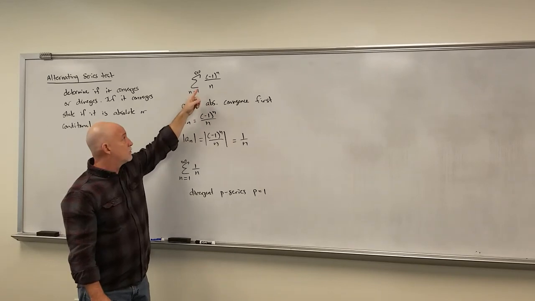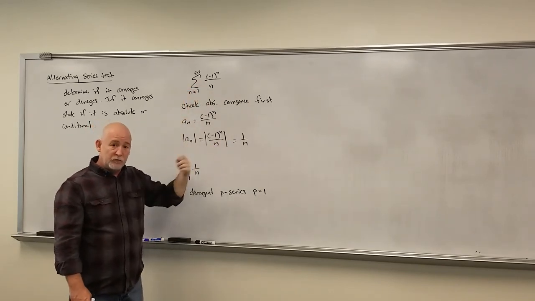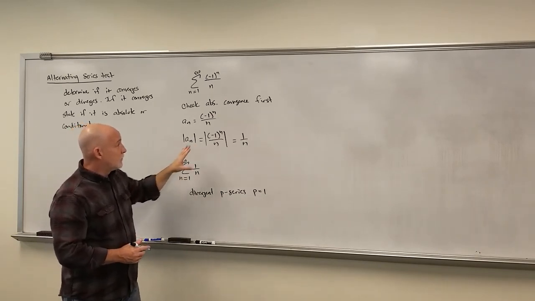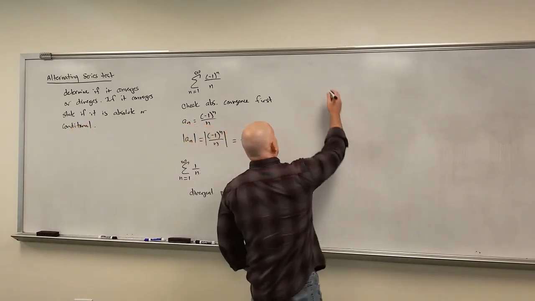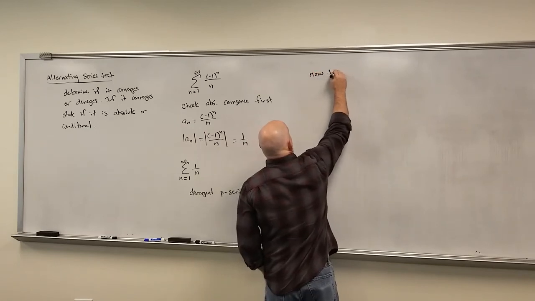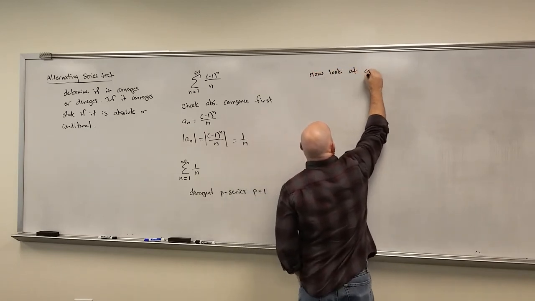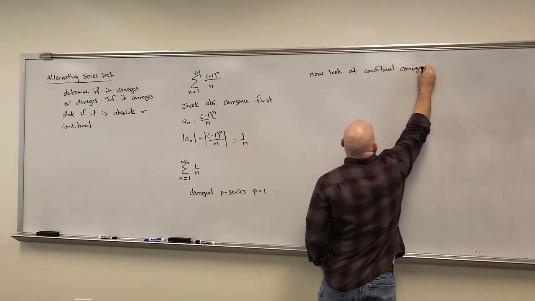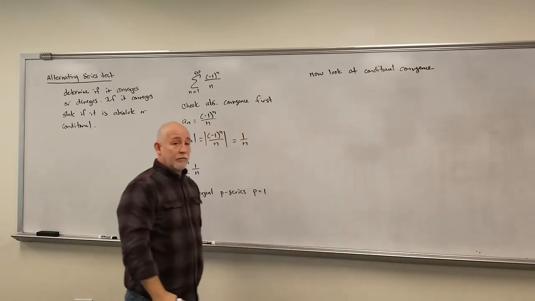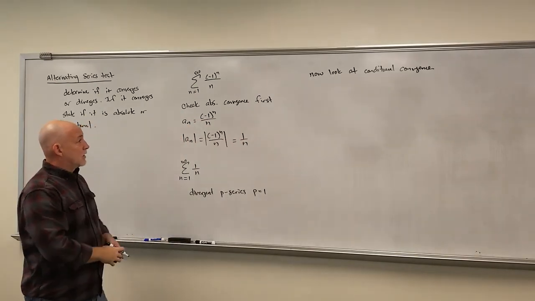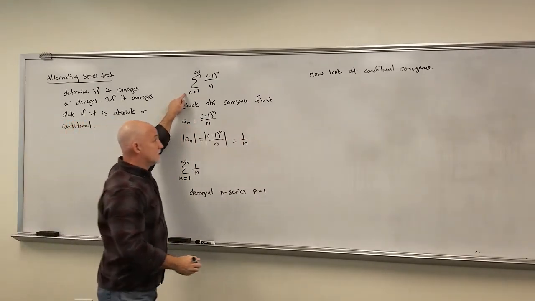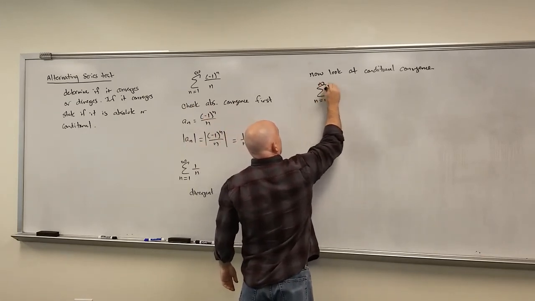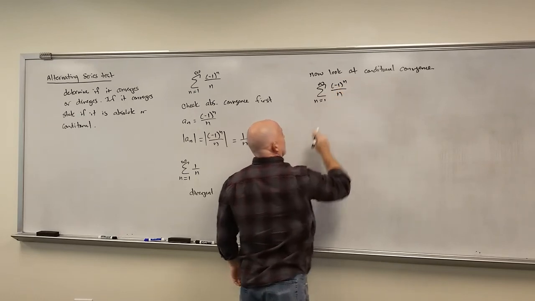it may converge, but it may need the +1, -1, +1, -1 to help it converge. So since this didn't converge, let's actually look at, now we're going to look at conditional convergence. So basically, we're back to where we started the original problem, and I want to look at, does this converge? So sum n equals 1 to infinity, (-1)^n over n.